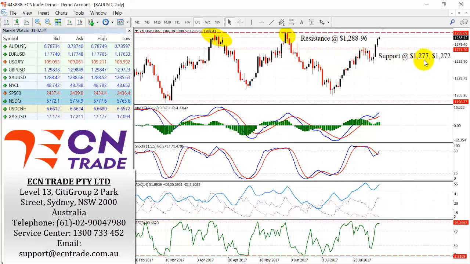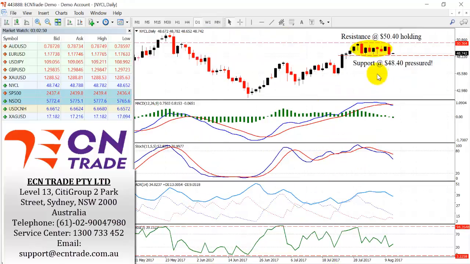However, a break beneath 77 would see a bit of profit taking from the longs bailing and see a move towards 72, but this doesn't look likely. Now, a break above 96 would give further scope towards 1,302 and reassess from there.